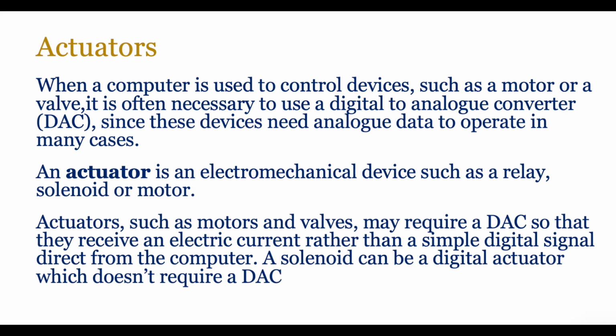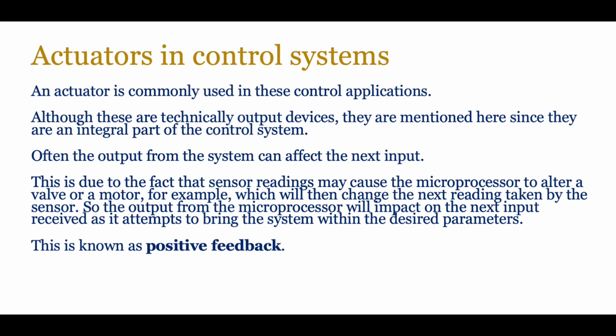We also talked about actuators, which are a form of output device. So let's look at that in a bit more depth. When a computer is used to control devices, normally a motor or a valve, something like that, is used, and digital data needs to be sent in analog form to control these devices. Now, an actuator is an electromechanical device such as a relay, a solenoid or a motor, and these actuators may require a digital to analog conversion process, so they end up receiving an electric current rather than the digital signal, which is ones and zeros. But sometimes you can have a solenoid which can be a digital actuator, and in that case you don't require a DAC. So think about what's happening in a loudspeaker. That works around the same principle. You take some digital bits and convert them to an electric current, which then creates a vibration, and then sound is generated.